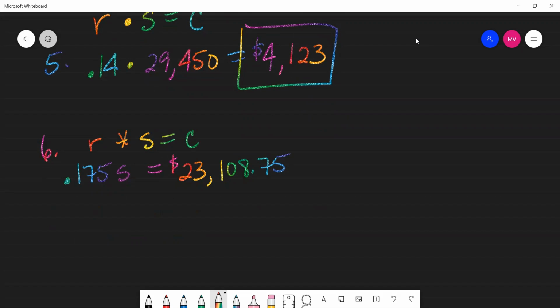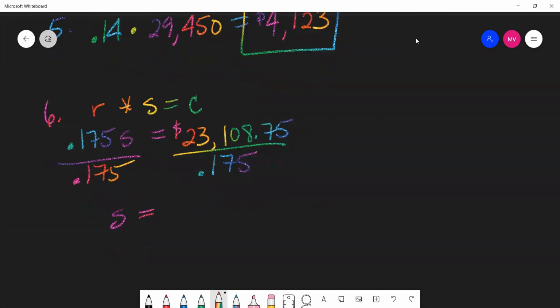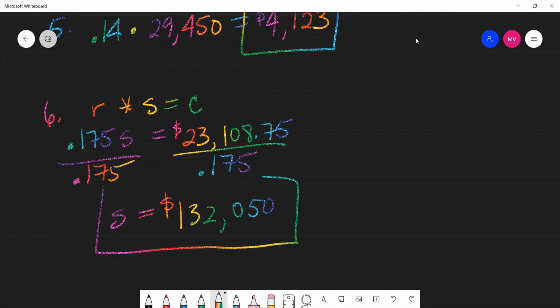So basic one-step equation, you're dividing by 0.175 to both sides. And so the sales is the commission of 23,108.75 divided by 0.175 gives us a very even total of $132,050.